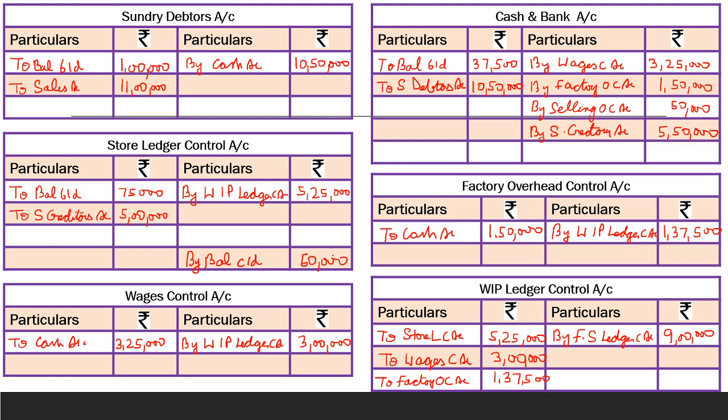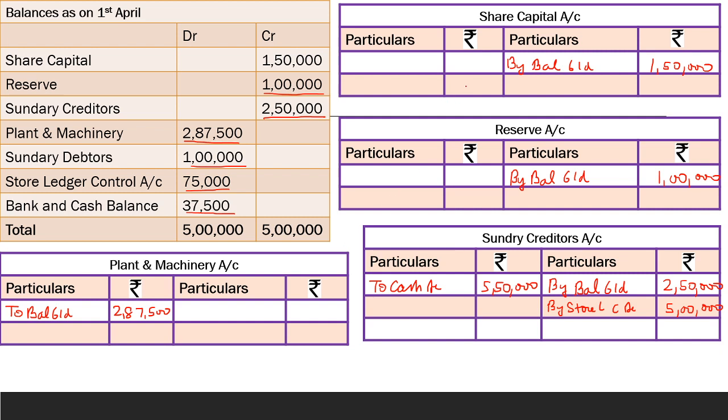Now all the transactions are completed. Now first we balance these accounts. So our first account is share capital account and no transaction is there. So our closing balance is to balance carried down 1,50,000. In reserves account there is no transaction, so here our closing balance is to balance carried down 1 lakh rupees.